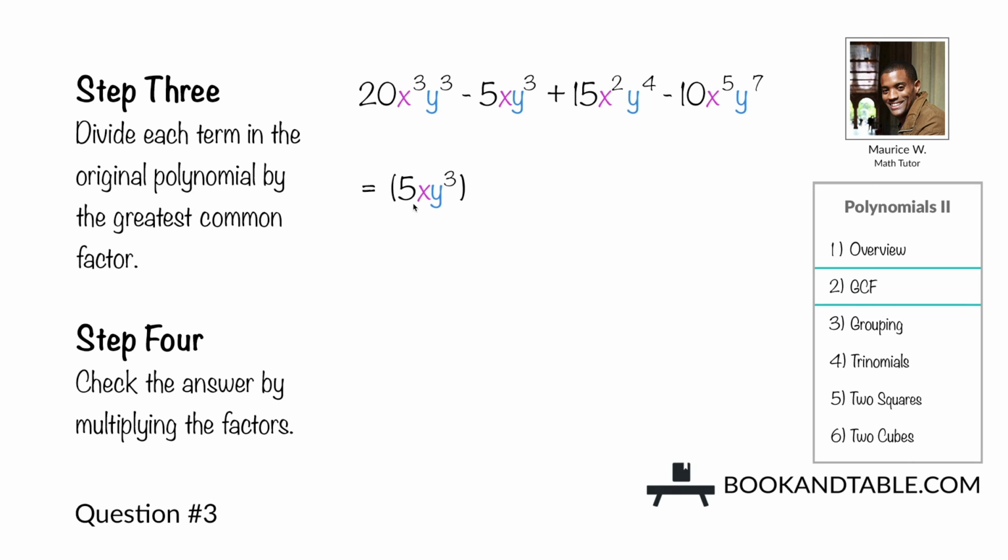And now since we found the greatest common factor, we want to divide each term in the original polynomial by the greatest common factor. That will help us find the second factor for the polynomial. When we do so, we get 20 divided by 5, which is 4. X to the 3rd divided by x is equal to x to the 3 minus 1, which is 2. Y to the 3rd divided by y to the 3rd equals 1, so that cancels out. We then move on to the second term. Negative 5 divided by 5 is negative 1. X divided by x is 1, so we can remove the x's. Y to the 3rd divided by y to the 3rd is equal to 1, so we can remove the y's, leaving us with just negative 1 here.